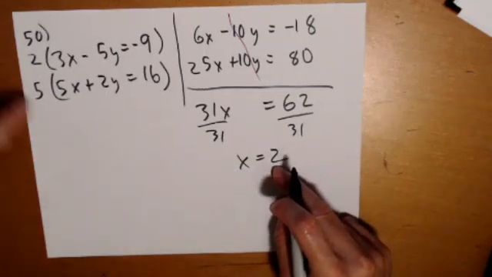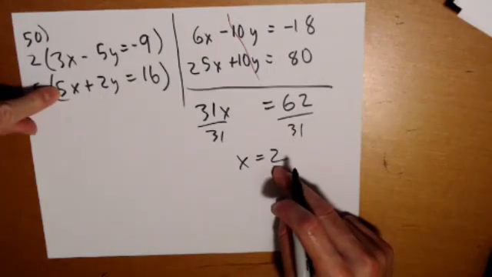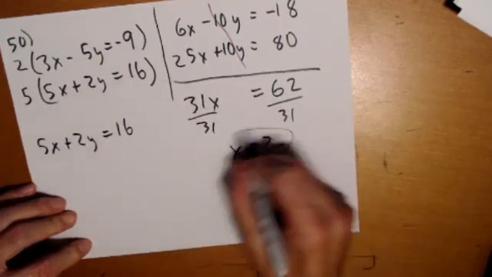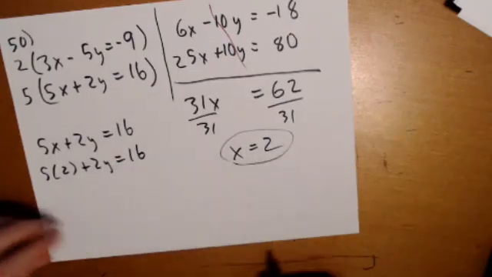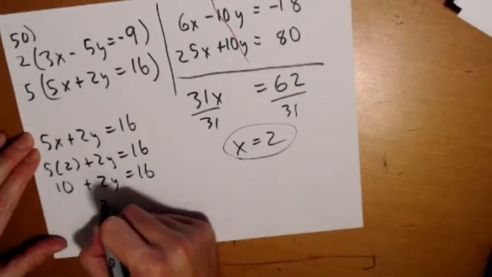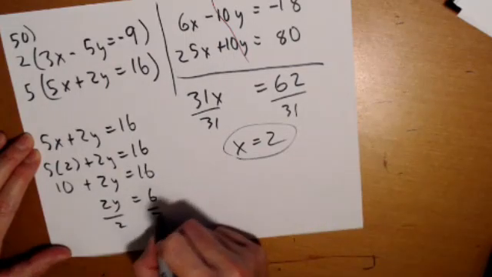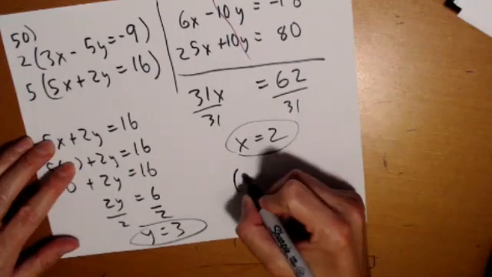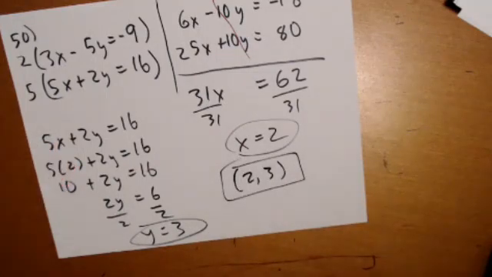Now let's get y. So should I use this line or should I use this line? It doesn't matter. Either one will work. Let's just use the bottom one for fun. Okay. So 5x plus 2y is 16. X is 2, so let me plug that in. Okay, so that's 10 plus 2y equals 16. Subtract 10 from both sides. Subtract 10, subtract 10. Didn't show my work. You cool with that? 2y is 3. So if we put it as an ordered pair, the x is 2, the y is 3. Ta-da! Elimination method.